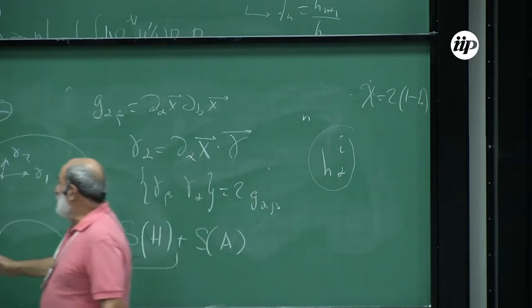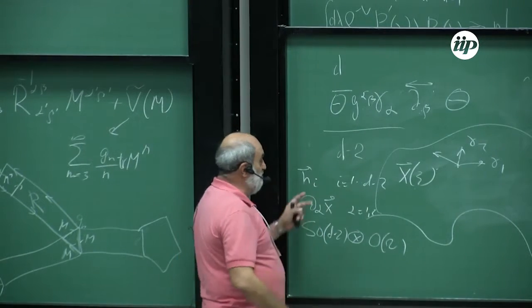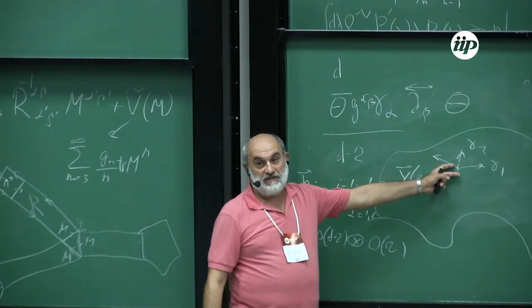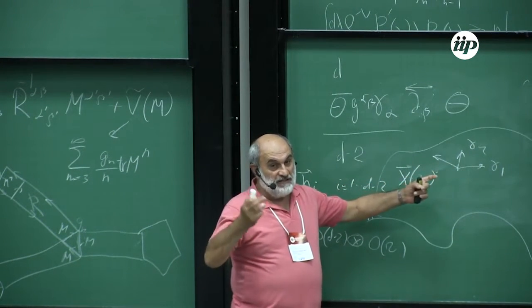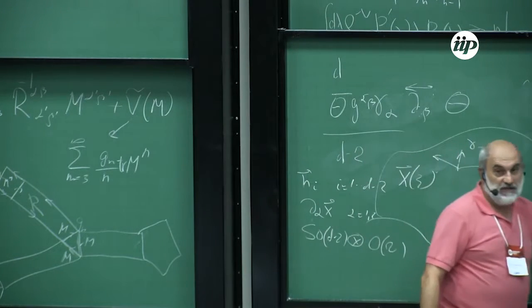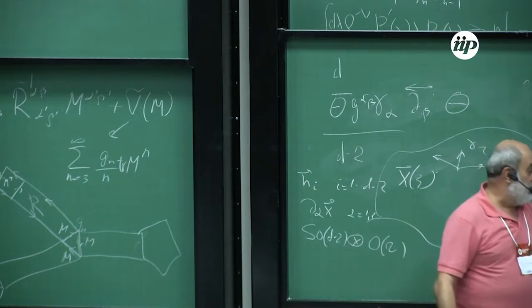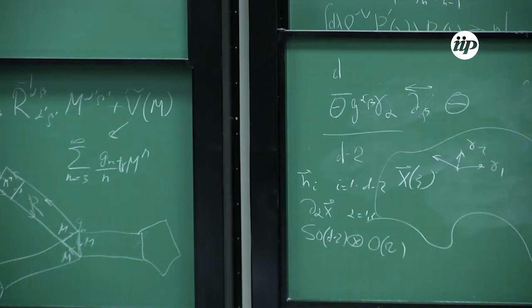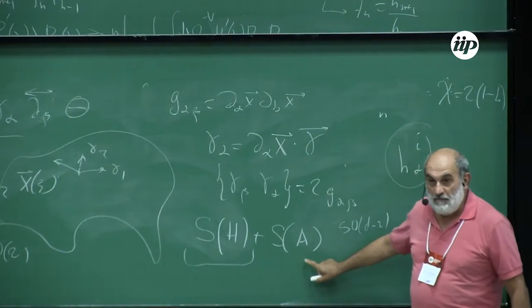And since there is a gauge invariance in the definition of these tangent vectors and normals, there is a natural gauge field A which appears there. And this is the ordinary SO(d minus 2) Wess-Zumino-Witten model action.